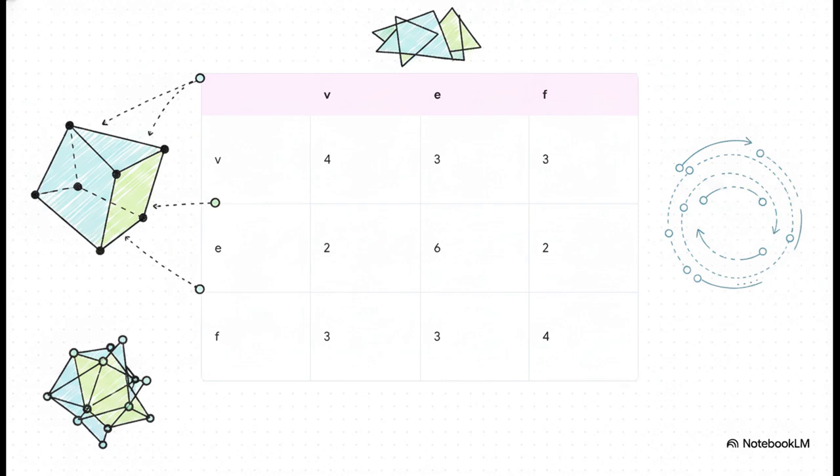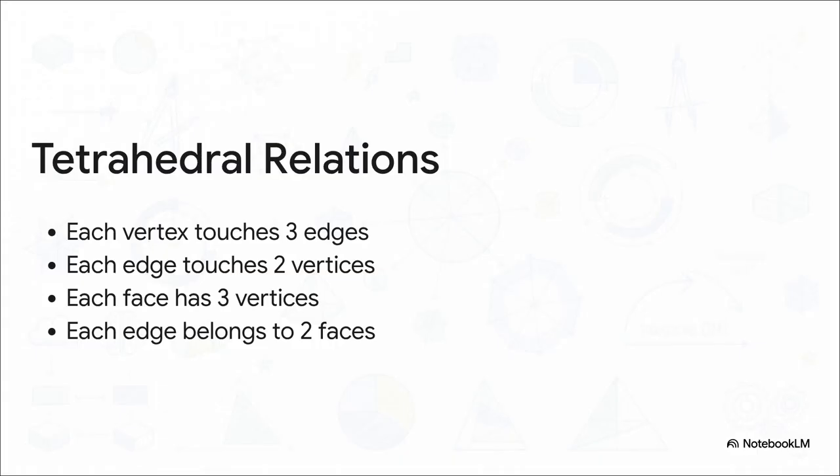No way, right? But it works. The math here validates itself flawlessly, kind of like an ironclad receipt of geometric reality. Each vertex touches exactly 3 edges. Each edge touches exactly 2 vertices. Each face has 3 vertices, and each edge belongs to 2 faces. The relation balances mathematically. This is what true deterministic geometry looks like at its absolute core.